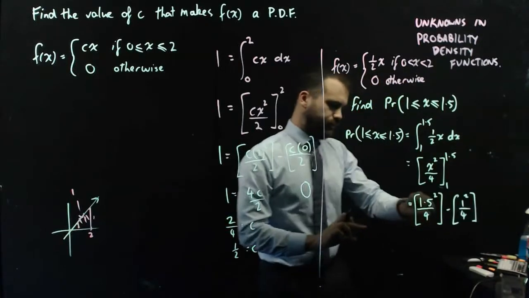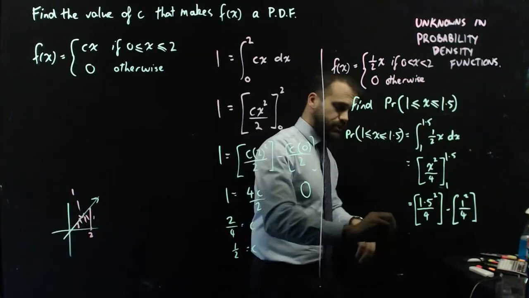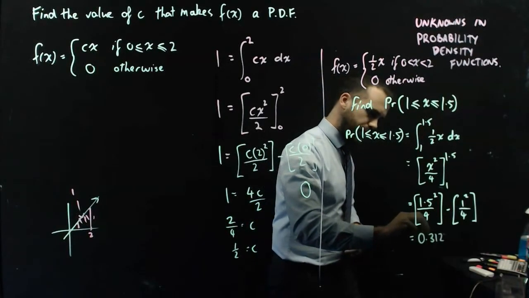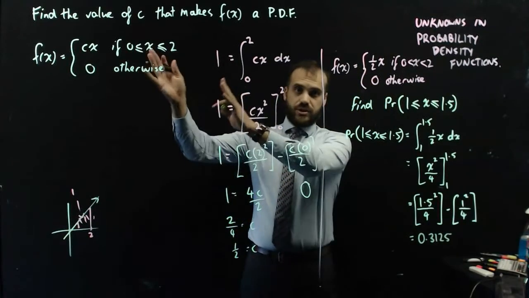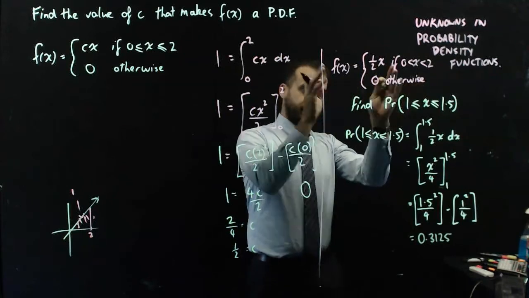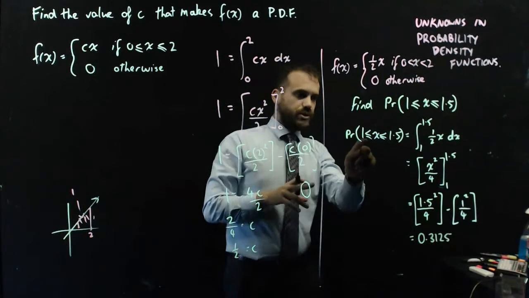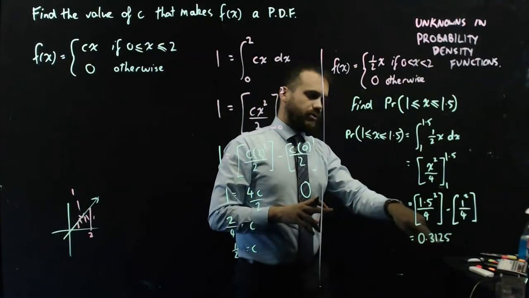And here we have 1.5 subbed in, minus 1 subbed in. If we type that into our calculator, we'll get an answer of 0.3125. So under this probability density function, the probability of getting a score between 1 and 1.5 is 0.3125, about 31.25%.